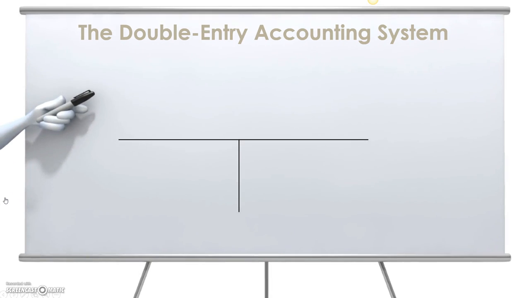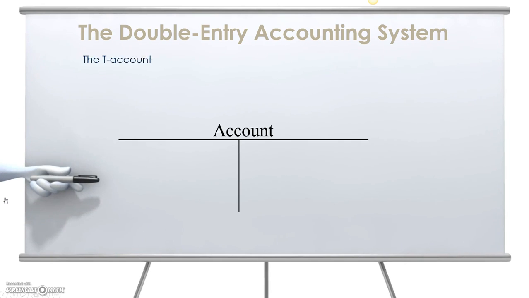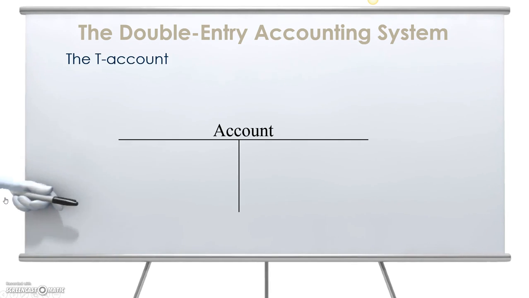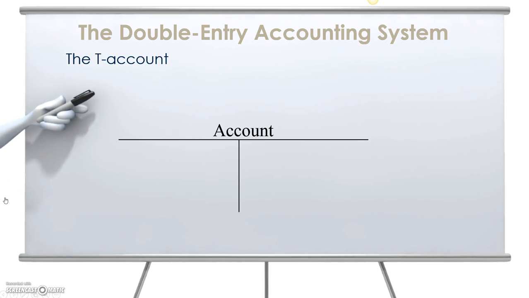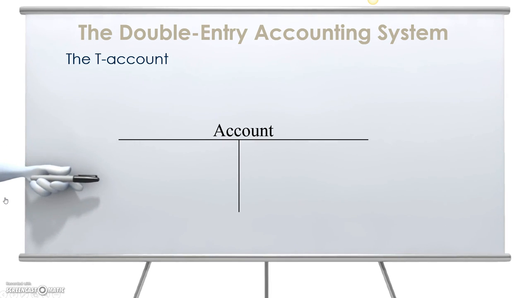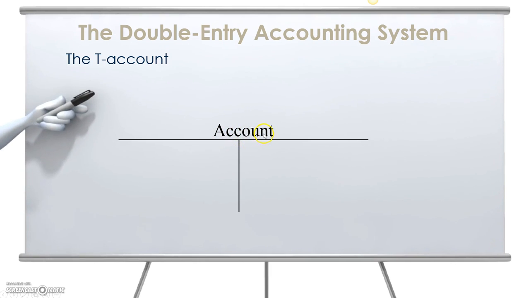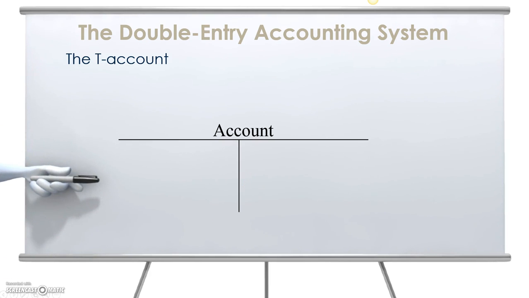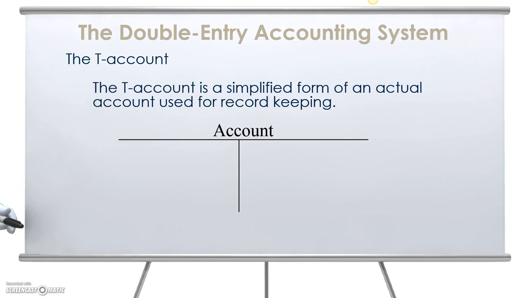One of the tools that we'll often use in order to illustrate or visualize an account is something called a T account. You can see here the name comes from the shape of the T account. Every T account will have an account name that's placed at the top of the T. In this case, I just put a generic account. And every T account will have two sides, a left side and a right side. Think of T accounts as really just a simplified form of an actual account used for record keeping.